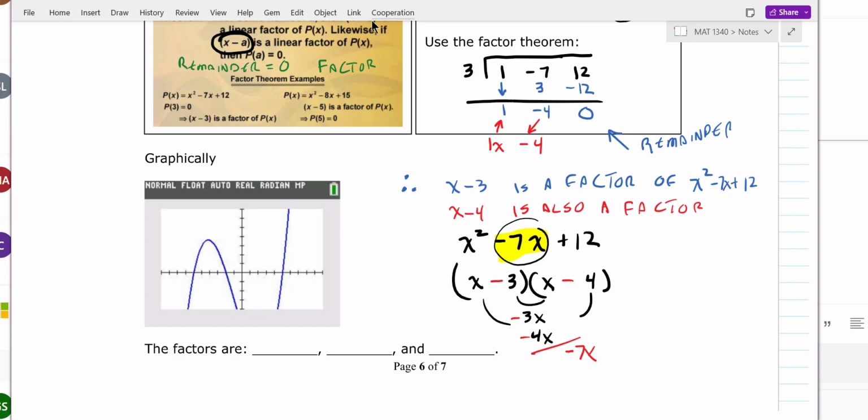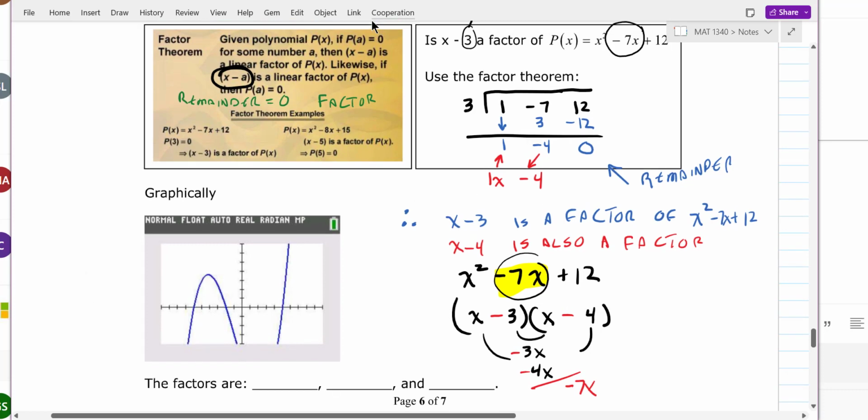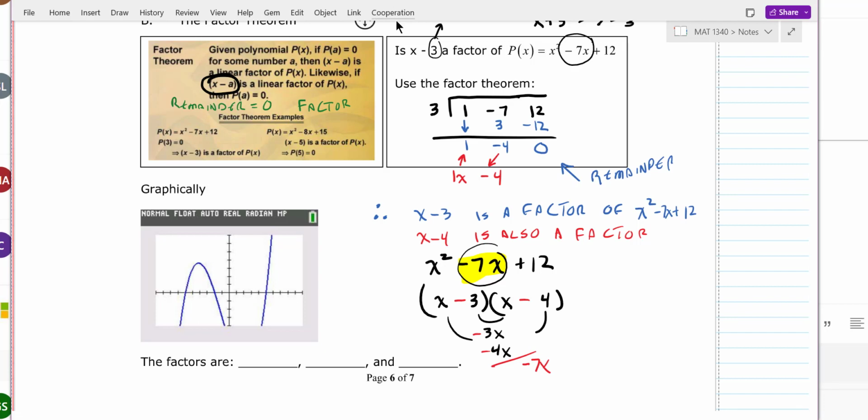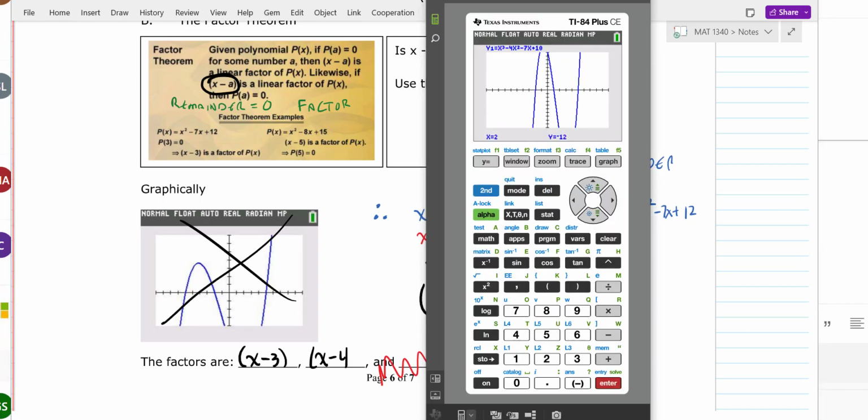So what would happen on this problem graphically, and I have the wrong graph on this. I don't know why I put this graph on here. That doesn't relate to this problem at all. So there's only going to be two factors in this problem. You would just have the x minus 3 and the x minus 4. That is not the graph of that function. Here's what the graph looks like. So I want to go ahead and put that in.